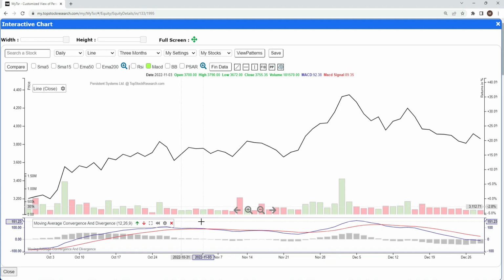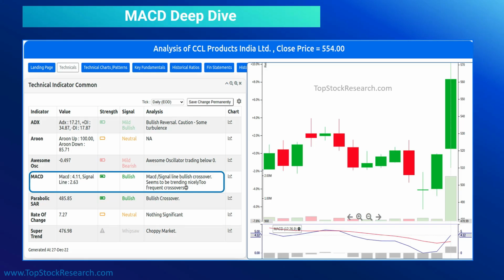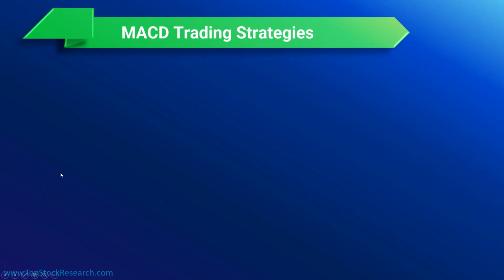Okay. So we took a couple of examples from the recommended ones from our team or from our audience. So that's how you'll see MACD deep dive in Top Stock Research. The next is MACD trading strategy. This is where I think most of the attention should be, and we will spend most of our time on MACD strategies. So strategies, MACD, trend reversal.